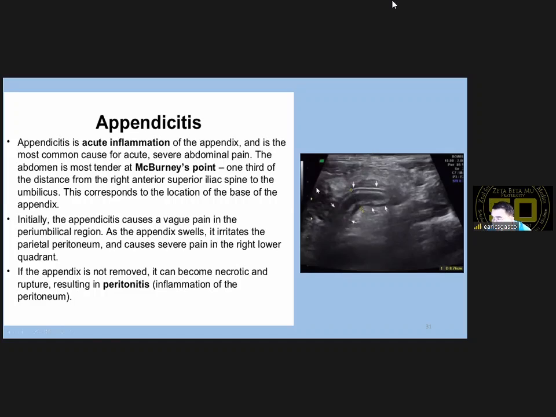This is an ultrasound image of appendicitis. It arises from this area of the cecum. As you can see, there is edema or fluid around the appendix. This is your ultrasound image of the appendix.